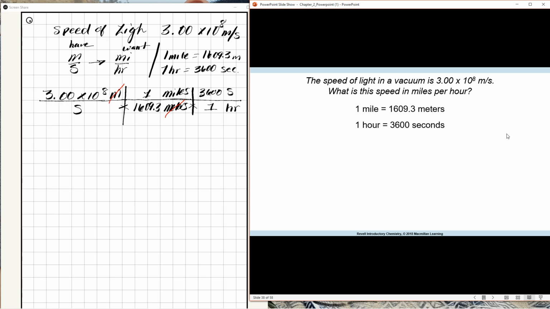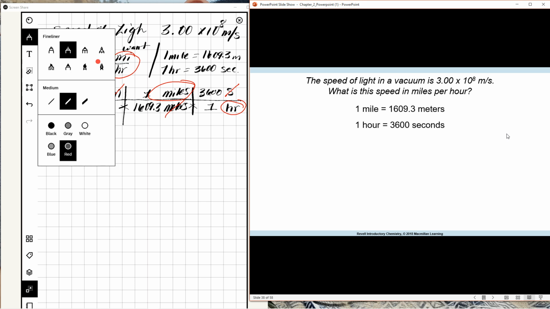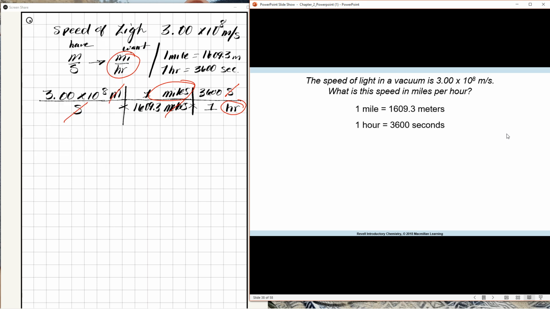Well, let's see. Seconds can now cancel out with seconds. Top and bottom cancel out. Can miles cancel out with anything? No. Can my hour cancel out with anything? No. I'm left with miles per hour, miles an hour, and that's exactly what I want right there. So with that in mind, I'm just going to go ahead and solve my problem.